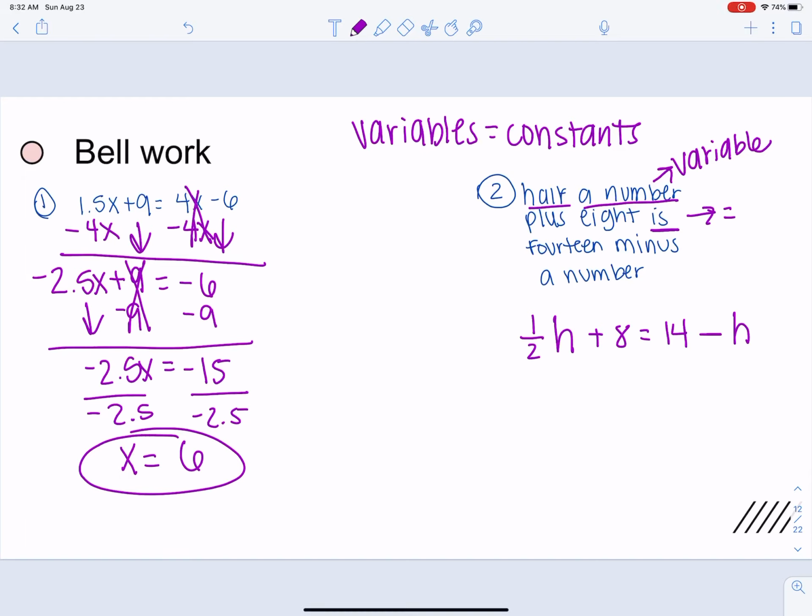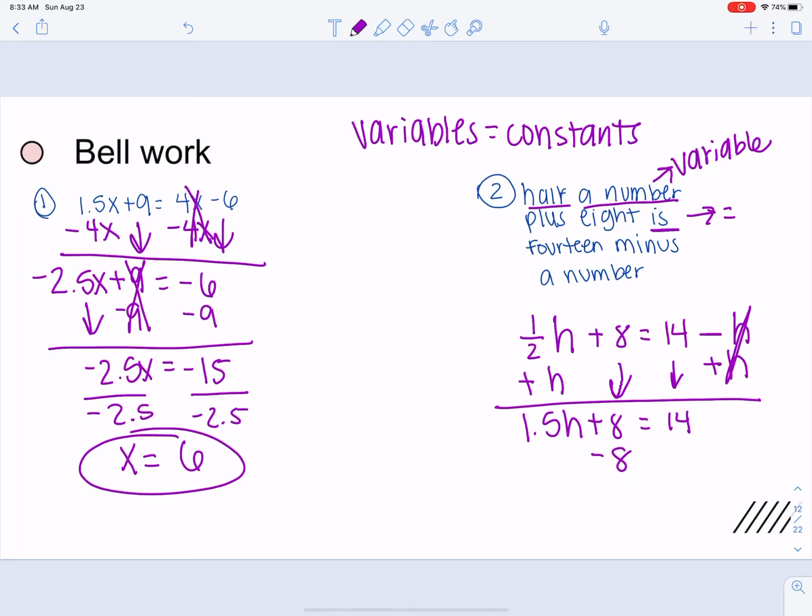All right, so now we're going to go ahead and start moving things. So we'll go ahead and add our variable so that we can move all our variables to the left side. So I'll drop down my 14 and my +8. And then half an h plus a whole h is 1.5h. And then I'll move all my constants to the other side. So 1.5h is equivalent to 6.